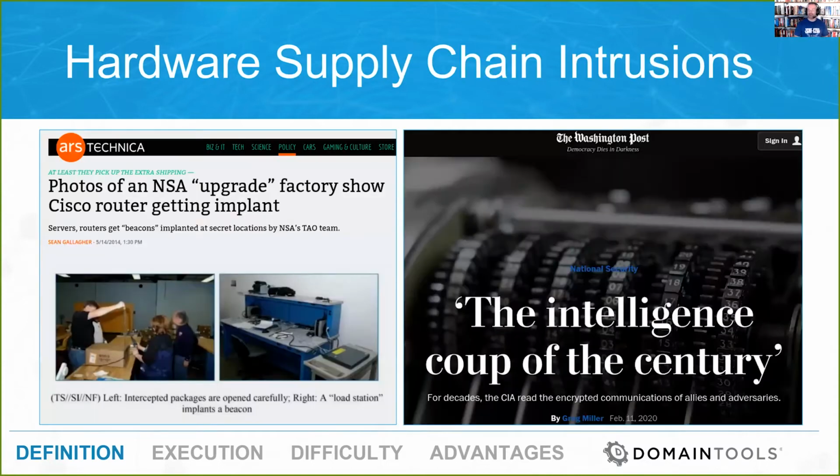And we see examples of this, oddly enough, some of the more successful and notable ones coming from US and related operators, such as the alleged NSA upgrade factory for Cisco routers, inserting backdoors prior to delivery to follow-on end users, and the Crypto AG supply chain intrusion, which lasted for quite some time and facilitated quite a bit of intelligence operations.